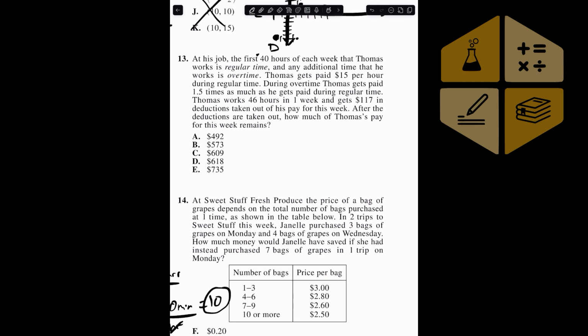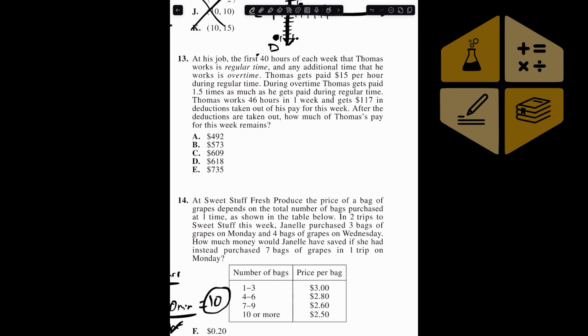At his job, the first 40 hours of each week that Thomas works is regular time, and any additional time that he works is overtime. Thomas gets paid $15 per hour during regular time. During overtime, Thomas gets paid 1.5 times as much as he gets paid during regular time. Thomas works 46 hours in 1 week and gets $117 in deductions taken out of his pay for this week. After the deductions are taken out, how much of Thomas's pay for the week remains?